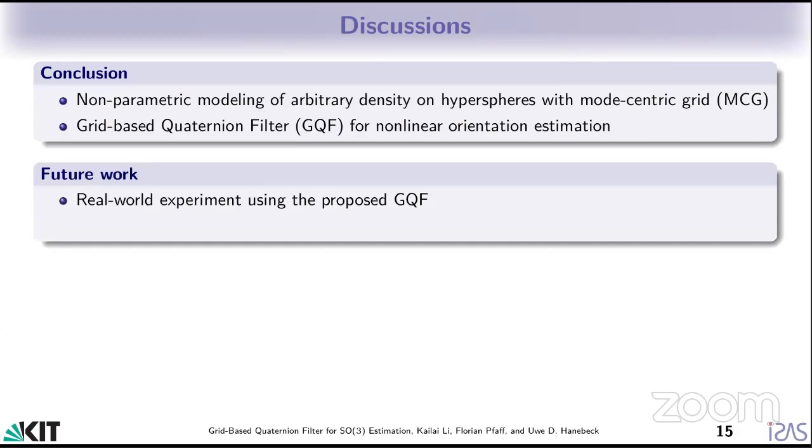Further potential of the discrete quaternion filter can still be exploited. Real-world experiments can be done for further evaluating the proposed quaternion filter. The state space can be extended to other manifolds, for example, products of hyperspheres, or the manifold representing the 6th degree of freedom rigid body motions.